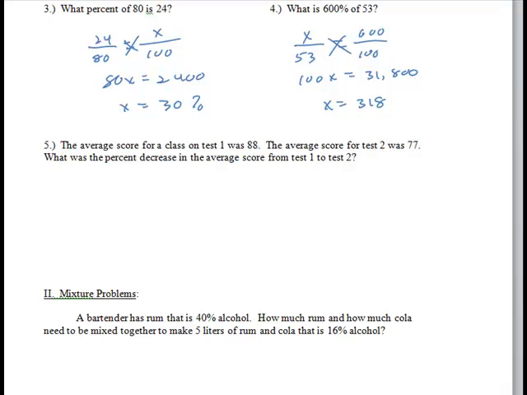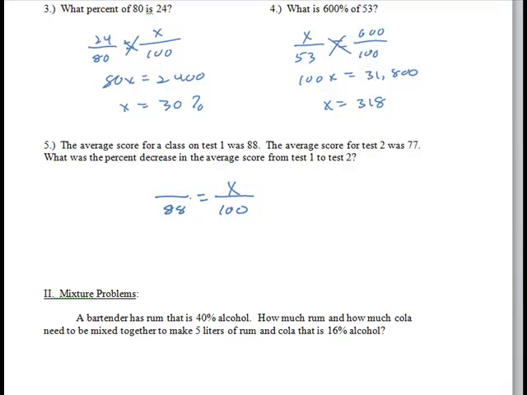Well, obviously it dropped 11 points, but that's 11 points out of 100. Our original value here is the score for test 1, the 88. So we're trying to find a missing percent. So we set up is over of. X, of course, goes over 100. The original value was this average score of test 1, so that's our of 88.